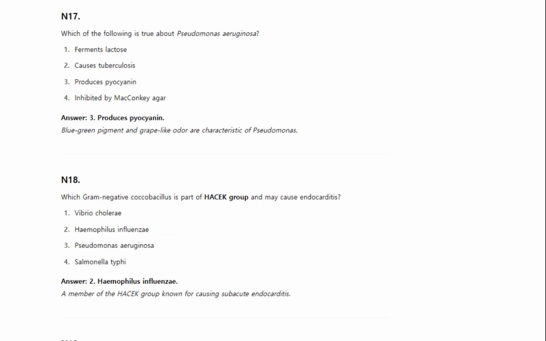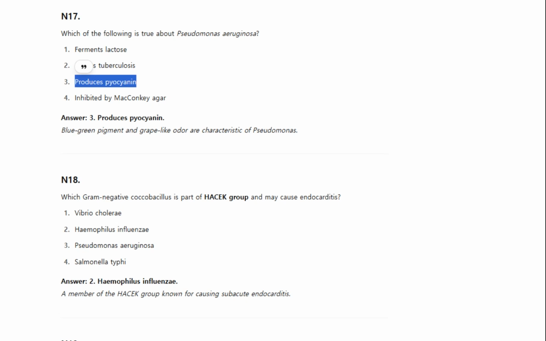N17. Which of the following is true about Pseudomonas aeruginosa? 1. Ferments lactose. 2. Causes tuberculosis. 3. Produces pyocyanin. 4. Inhibited by MacConkey agar. Answer: 3. Produces pyocyanin, a blue-green pigment, and a grape-like odor characteristic of Pseudomonas.